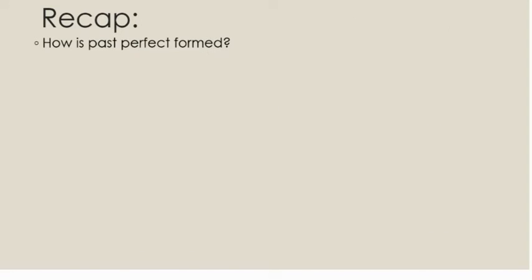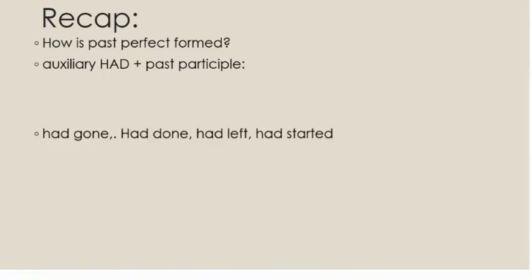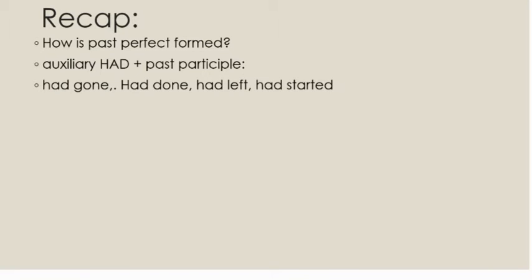Let's do a quick recap. How is the past perfect formed? The auxiliary verb had plus the past participle. Had gone, had done, had left, had started.